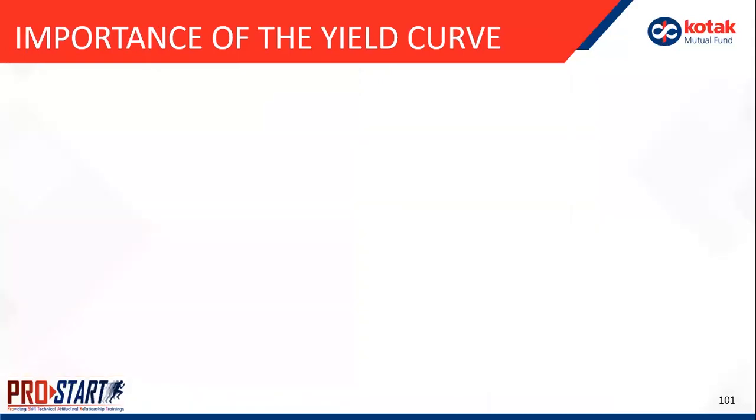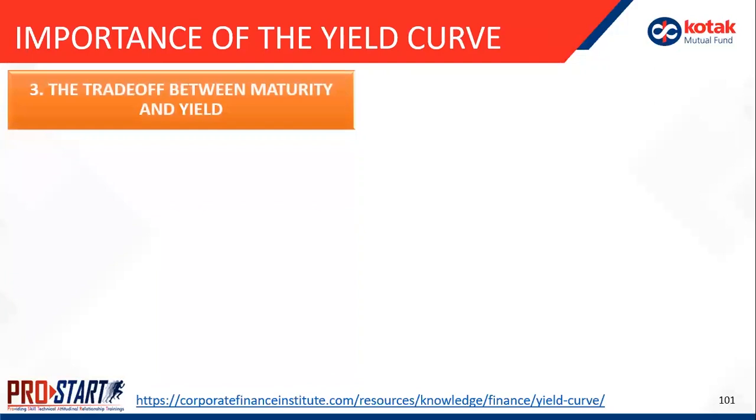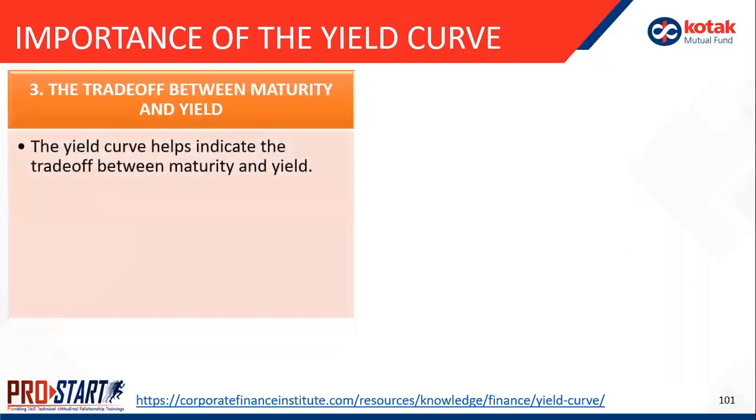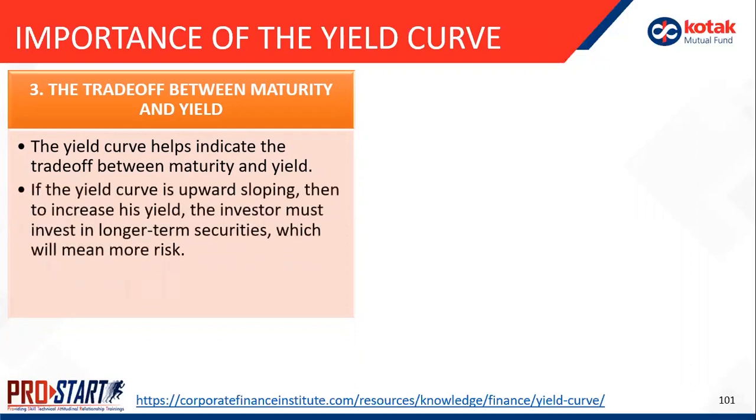Let's look at a few more things. The trade-off between maturity and yield. The yield curve helps indicate the trade-off between maturity and yield. Please note that if the yield curve is sloping upwards, then to increase his yield, the investor must invest in long-term securities, which will mean more risk.